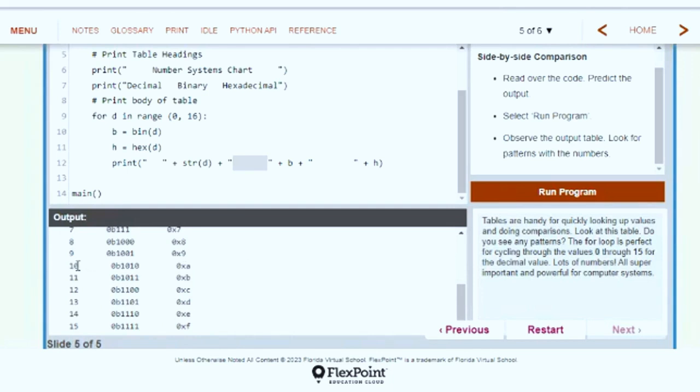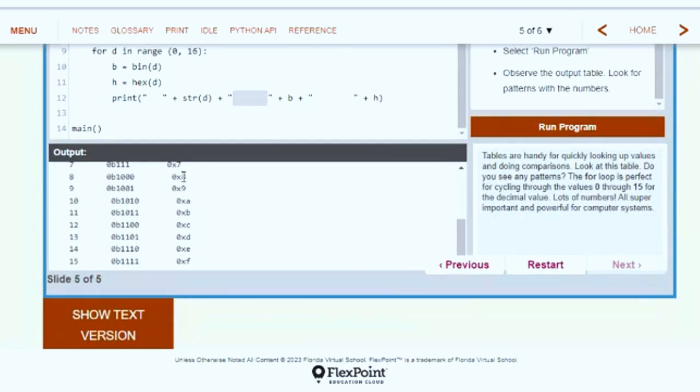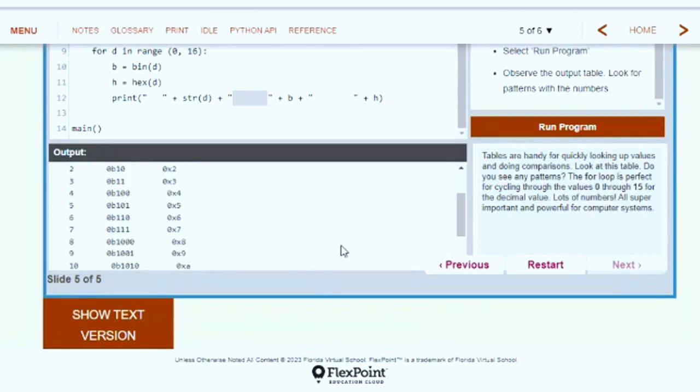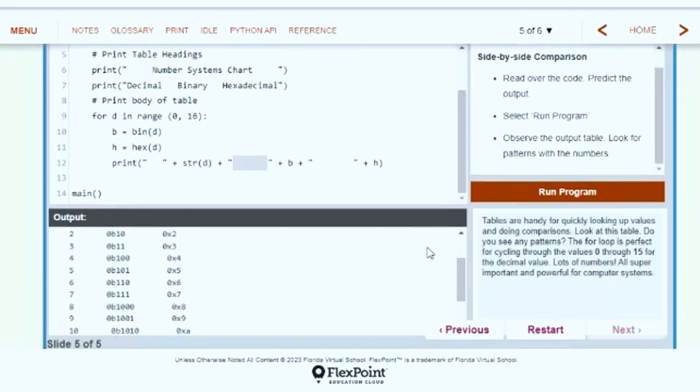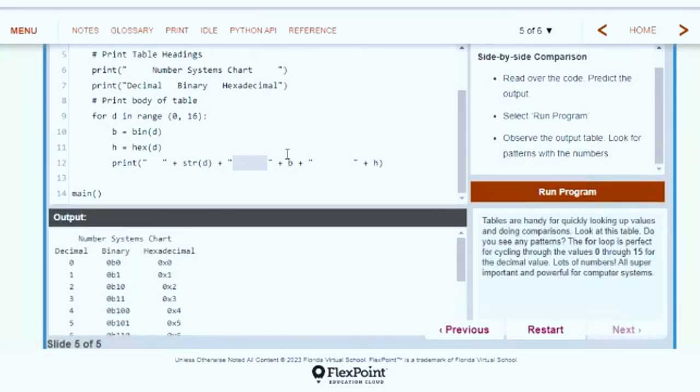But when we get to 10, that is an A, right? Because we know it goes 0 through 9, then A, B, C, D, E, F. So F is equivalent to 15, which in binary is 1111. So that's just a nice example there. There's some good examples of how to use Python with binary numbers, decimal numbers, hexadecimal numbers.